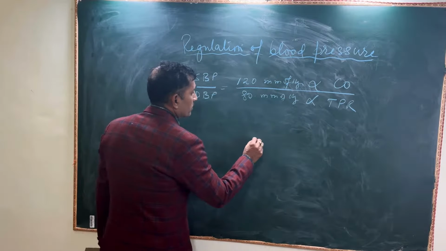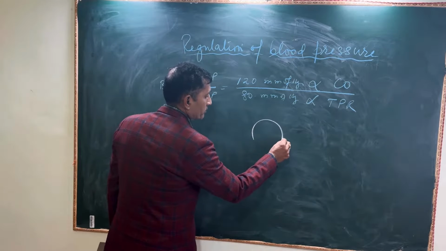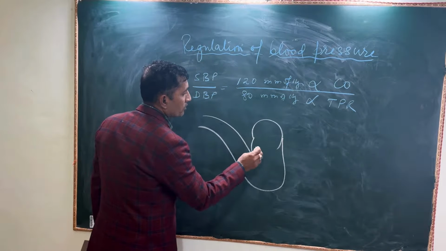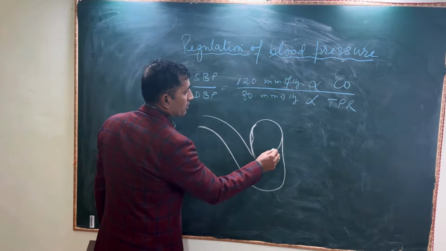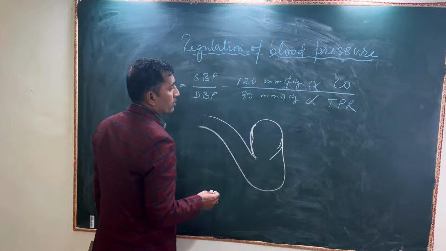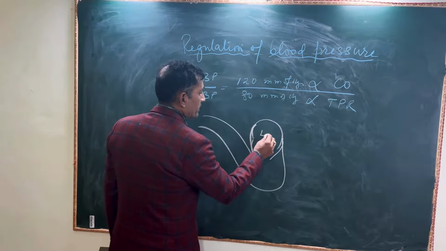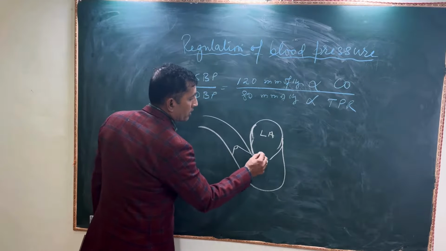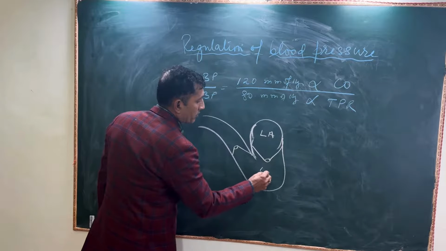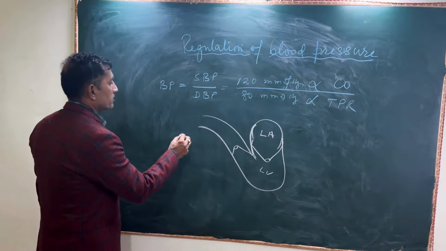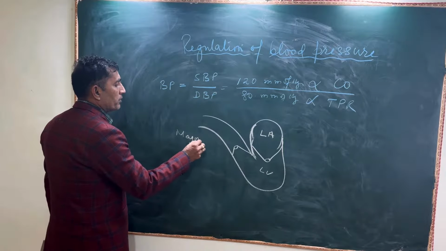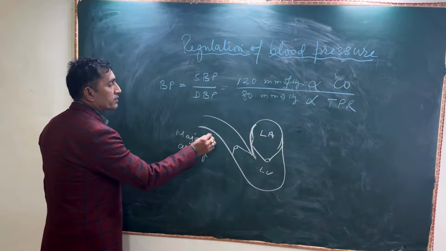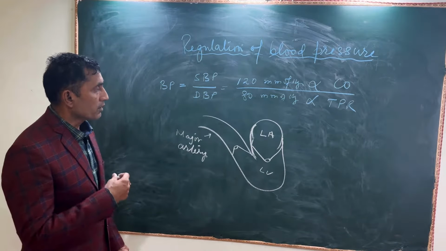Say this is our heart, the human heart, and we have the left atrium and the left ventricle, and this is the major artery. Say it is the aorta. I am talking about the aorta.